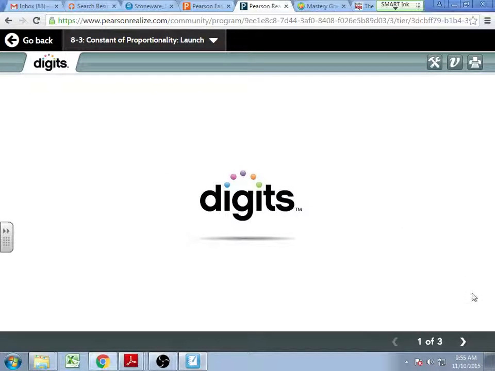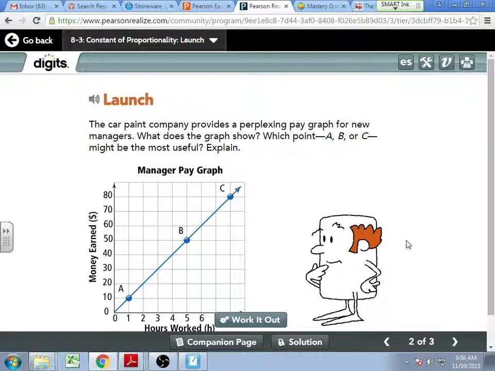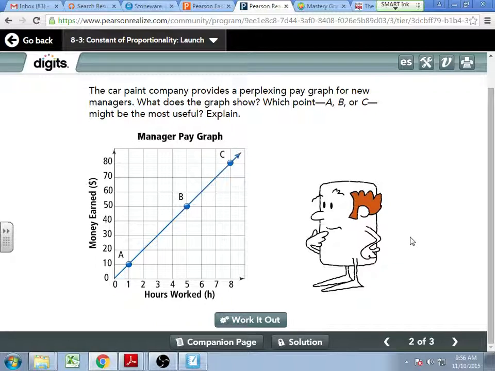All right, so today we're dealing with the concept of proportionality, more with proportional relationships. So we see here the car paint company provides this graph for paying people. It's the manager pay. We can see from the title of the graph we have money earned compared to hours worked.